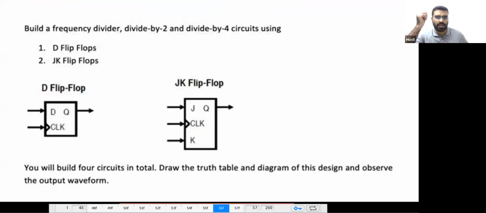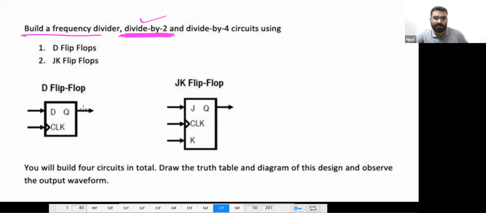Okay, let's move on. How will you solve this question? This is the question. First, let's create a divide by 2. Build a frequency divider, divide by 2, using D flip-flop. So using D flip-flop, what will I do?